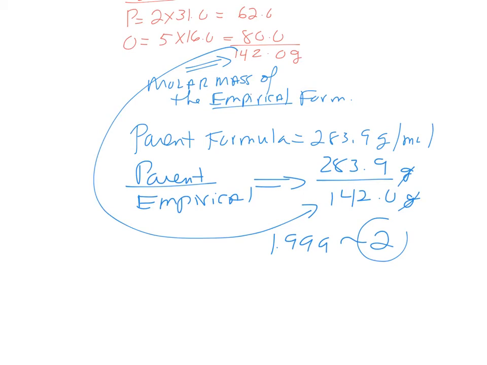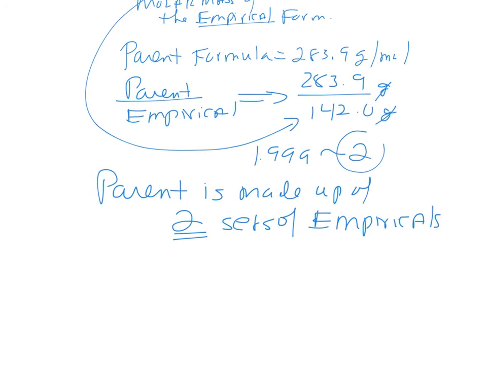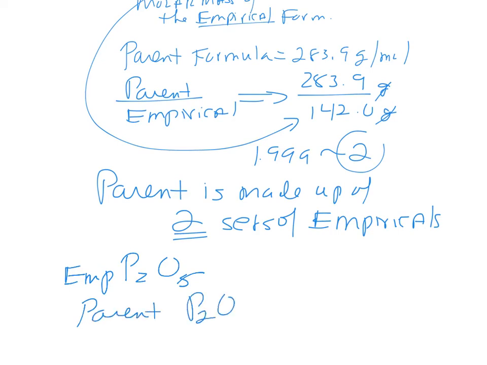And what that means is that the parent formula is made up of 2 sets of empirical formulas, of 2 empiricals. And because the empirical formula was P2O5, since this was the empirical, then the parent is P2O5 times 2, or P4O10.